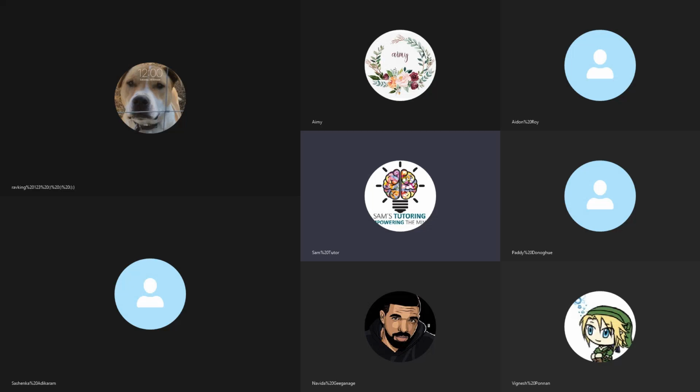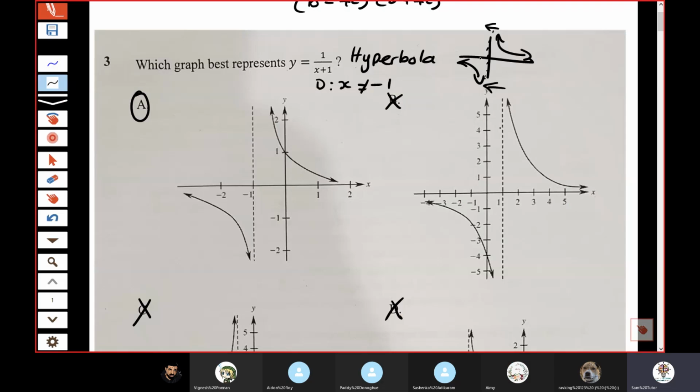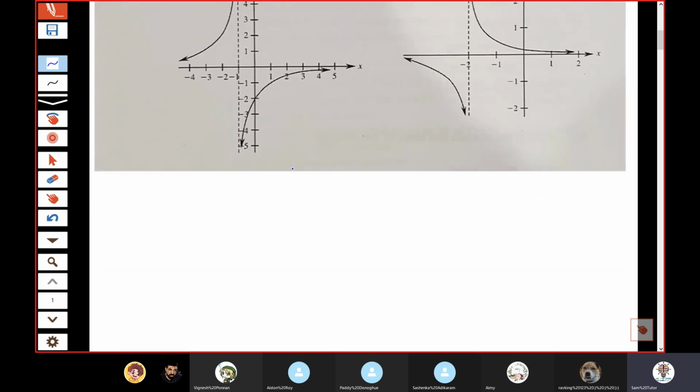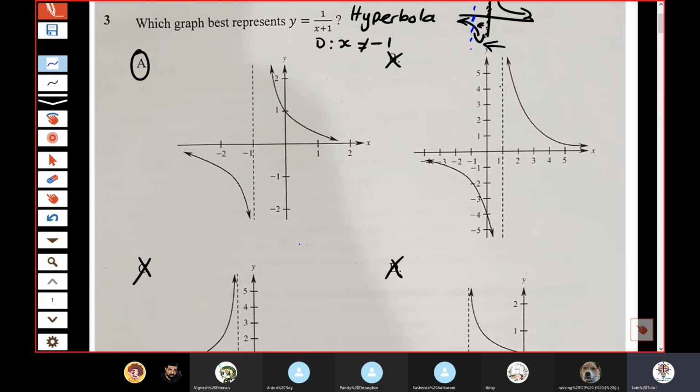So as I was saying, you could also do it as just your normal hyperbola, shift it to the left one. So your asymptote that would have been here would now move to -1 over here. So there's a few ways of seeing this. The answer is A. Any questions, actually?